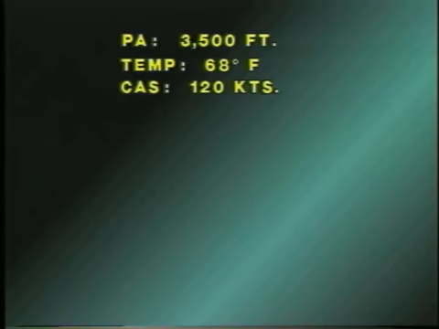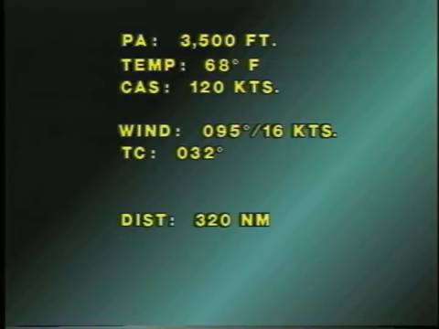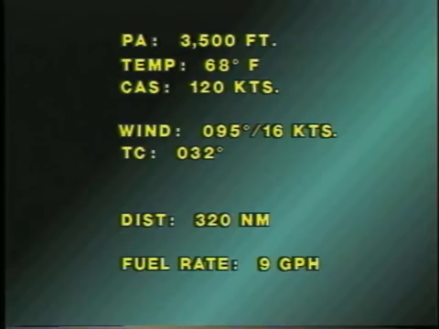Your airplane cruises at a calibrated airspeed of 120 knots, and the wind at altitude is predicted to be 095 degrees at 16 knots. The true course to your destination is 032 degrees. And the distance is 320 nautical miles. For fuel planning purposes, your airplane uses 9 gallons of fuel per hour.